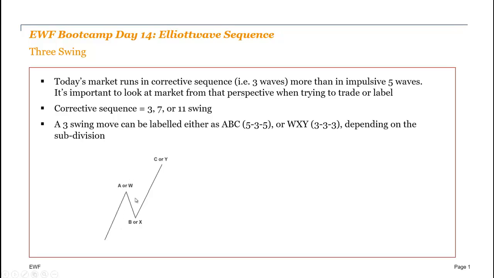So a simple 3 swing would be something like this. Can be labeled either as an ABC or a WXY. That really depends on the subdivision, on the internal. If it is 5, 3, 5, then it will be ABC. If it is 3, 3, 3, it will be labeled as WXY. So it all depends on the subdivision. But the labeling here does not really matter that much. It is more important to see the sequence as well as the target.